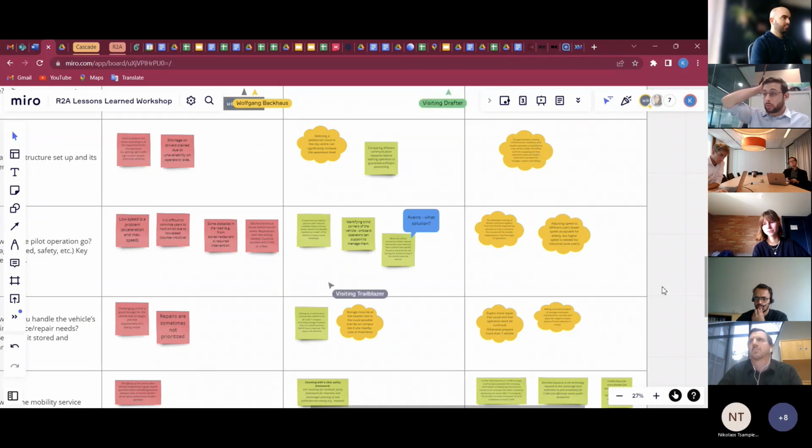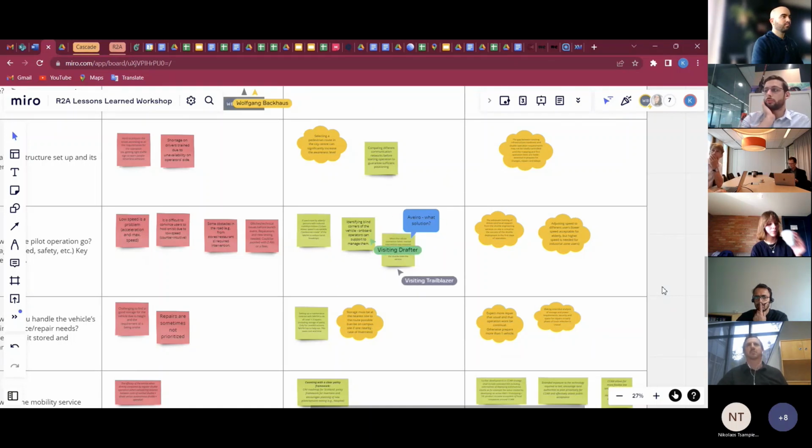But the one thing that I wanted to add was the one with the note Avera, what solution when the cellular connection failed.